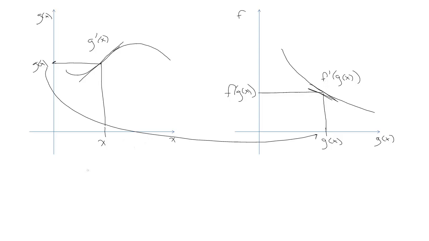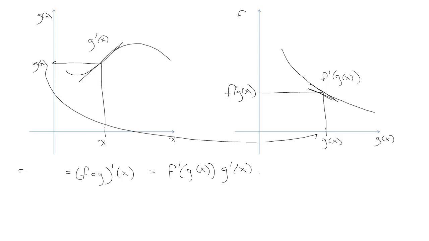So if we want to find the slope of the composition, f compose g of x, then that's going to be the slope of the second function, evaluated at g of x, times the slope of the first function. So when you have a composition, then the derivative is the derivative of the outside function evaluated at the inside times the derivative of the inside.